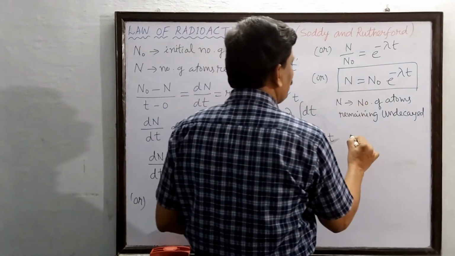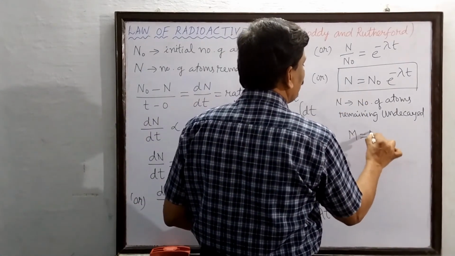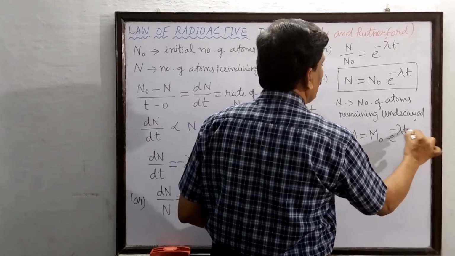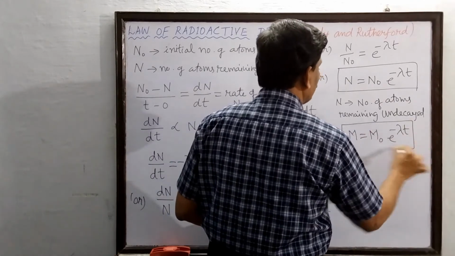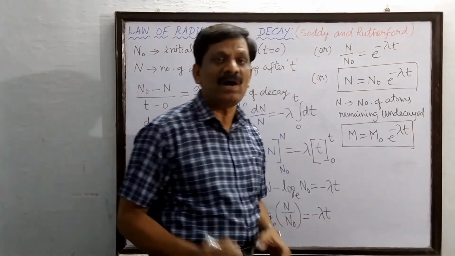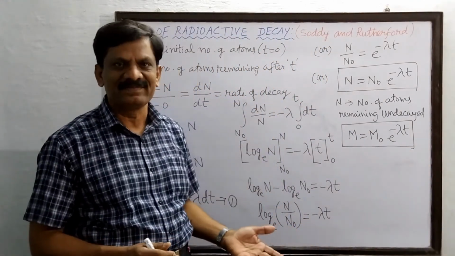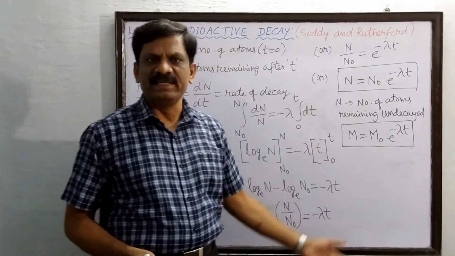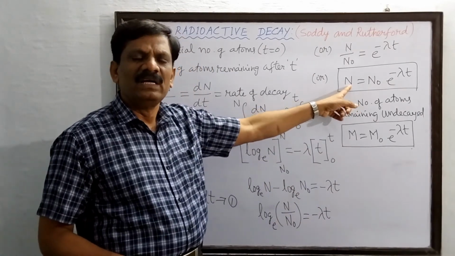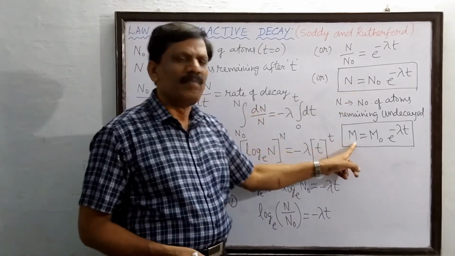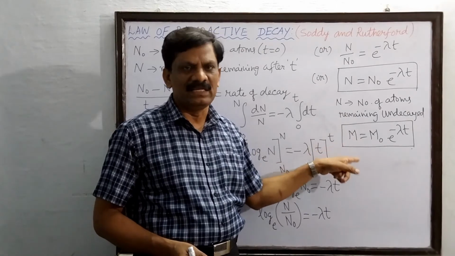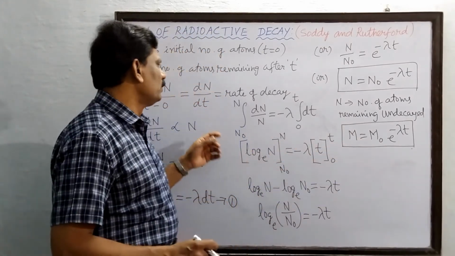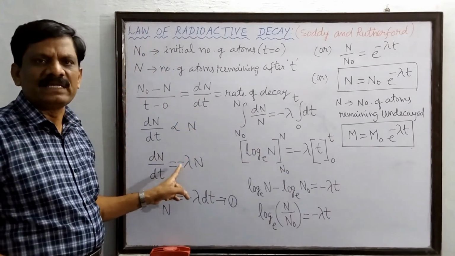So if you write the same equation in terms of mass, m must be equal to m0 into e to the power of minus lambda t. This equation is directly helpful in finding the mass of the nucleus which is remaining. So these two are nearly one and the same. This is in terms of number of atoms remaining, and this is the mass of the sample which is remaining undecayed.